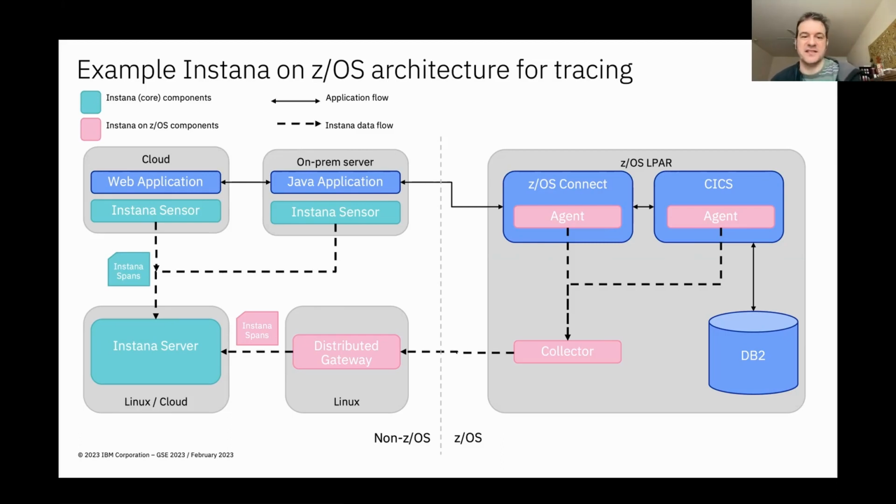You can deploy Instana sensors onto on-prem distributed services like virtual machines, Linux, Kubernetes, Red Hat deployments. You can also put the sensors onto, or monitor, cloud-based applications as well. And as you define the application, Instana will trace those. It will create span information and send that back to an Instana server, which is either self-hosted on Linux or within the cloud.